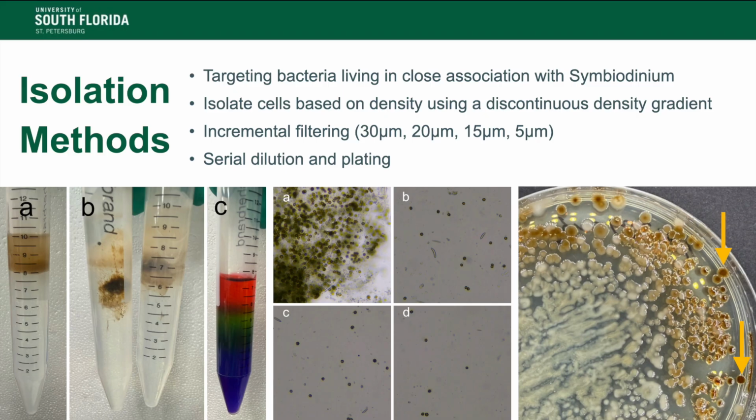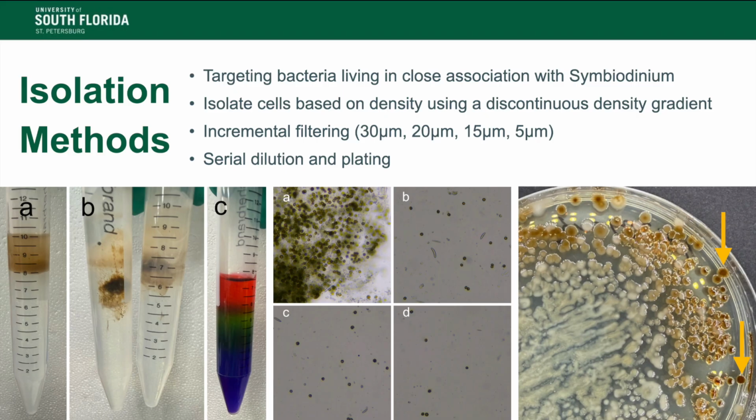Because ROS primarily form in the Symbiodinium, where photosynthesis takes place, I wanted to isolate bacteria located in and around the symbiosome. To do this, I macerated Aiptasia polyps and centrifuged the tissue in a discontinuous density gradient. The first image on the left shows a test tube with a discontinuous density gradient and macerated Aiptasia tissue floating on top before centrifugation. The second image shows the density gradient after centrifugation.